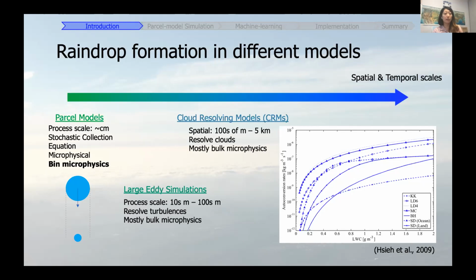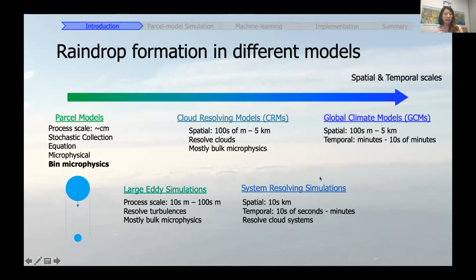And different curves show different parameterizations that are commonly used in numerical models, such as cloud resolving models or climate models. You can see that depending on which parameterization you use, the resultant autoconversion rates, or the conversion rate from cloud droplets to raindrops, can be significantly different. So, depending on which one you choose, the resultant cloud mass and rain mass can eventually be different too, because the rate is different.